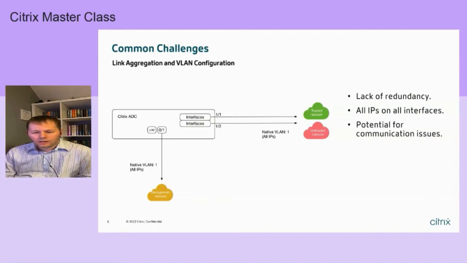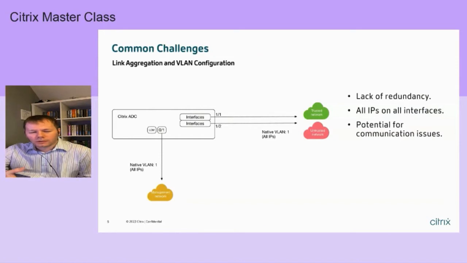Secondly, very often the customers don't set up any isolation of subnets inside of those environments. They put these devices in, they connect them to the various networks, but they have them all configured in their native VLAN, which is VLAN 1. By default, Citrix ADC runs every IP address on every interface, and it does that because all of the interfaces by default are inside of VLAN 1.